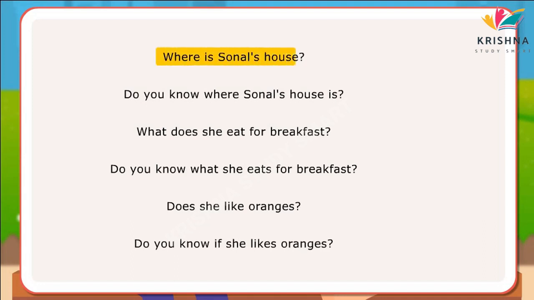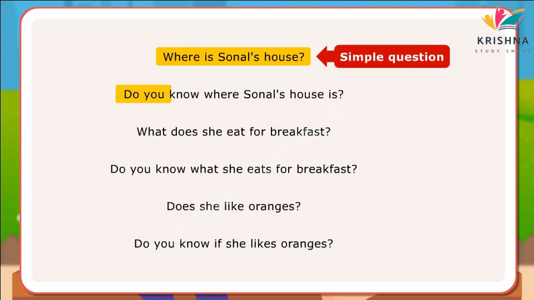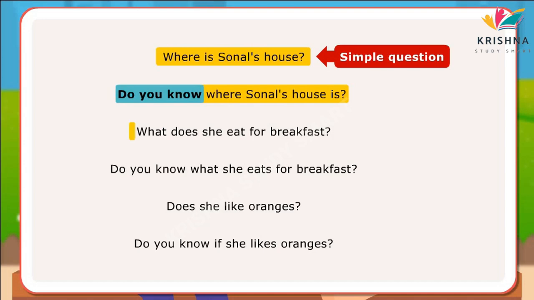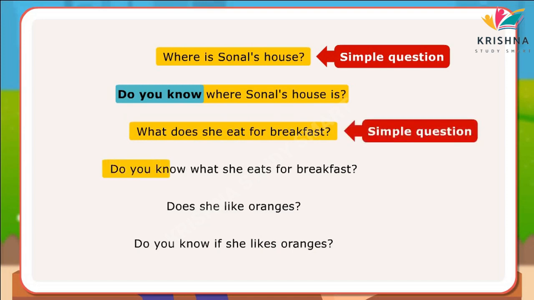In the first example, the information is asked through a simple question, whereas the second example has a question beginning with "Do you know?" The word order of the question with "Do you know?" changes from that of a simple question. In the third example, the question asked is simple, while in the fourth example, the same information has been asked using a question with "Do you know?"